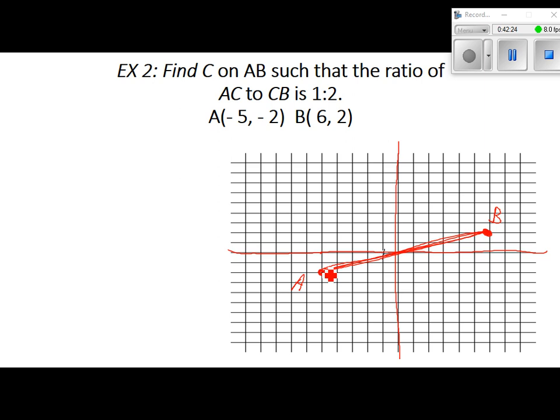Which point are we starting at? A, and we're going towards B, so we're going that direction. So A is our starting point, B is our ending point. So what's this gonna get labeled? X1, this is Y1, X2, Y2. What's this get labeled? M, that's N. So label those things.